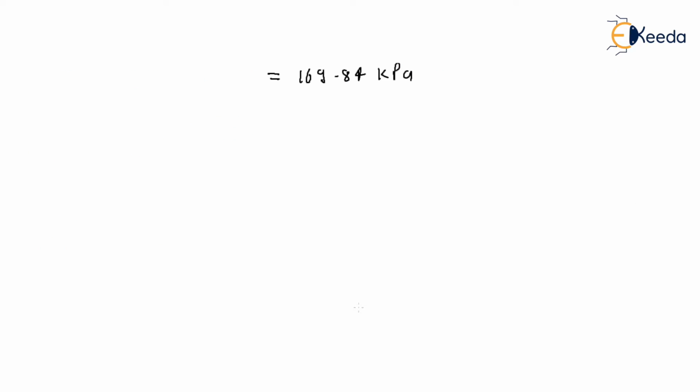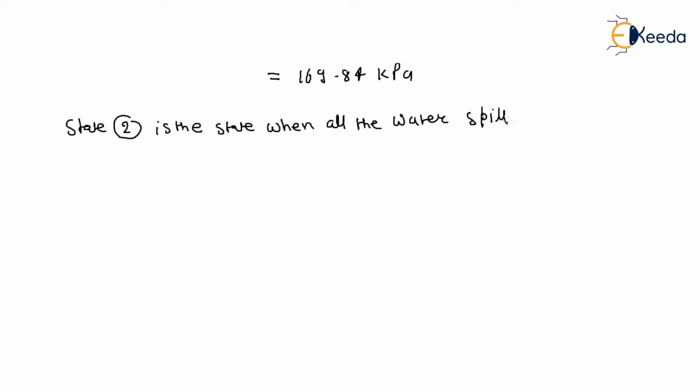Now state 2 is the state when all the water has spilled. So what is P2? P2 is nothing but P-ATM, and P-ATM is given: 101.325 kilopascal. This is given.